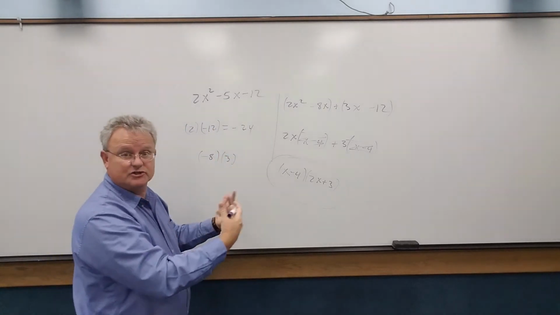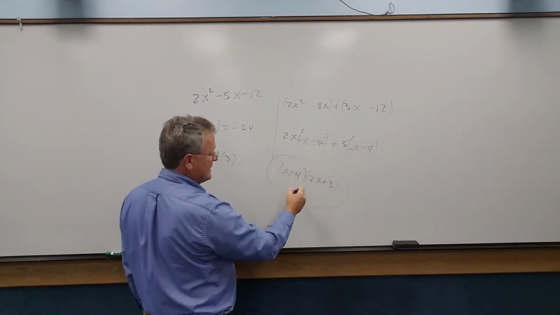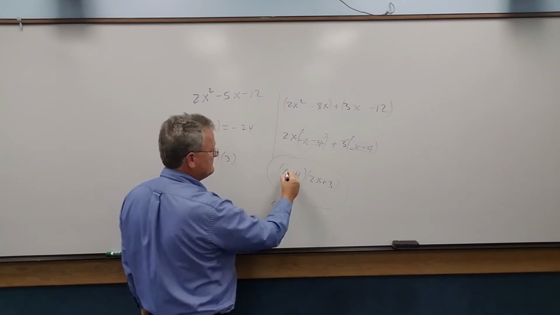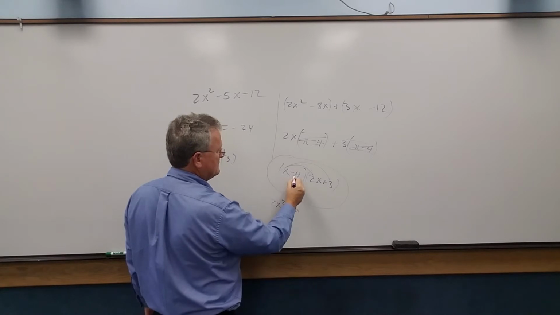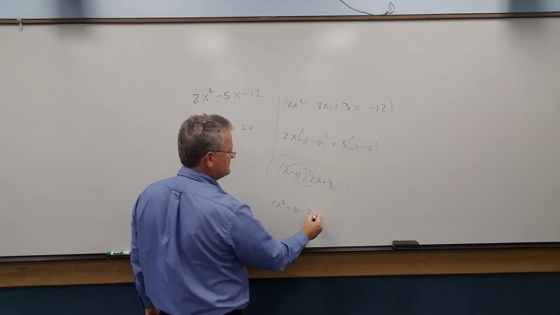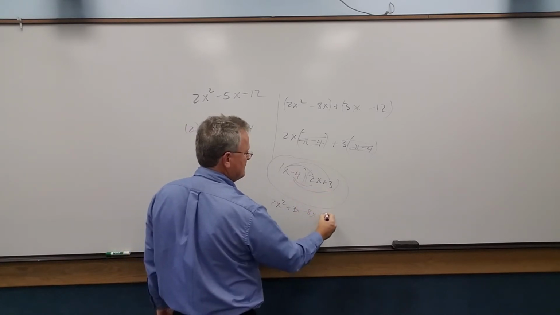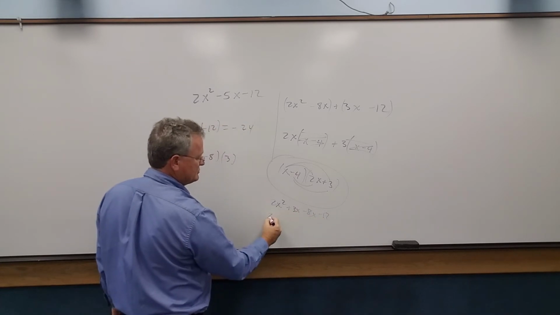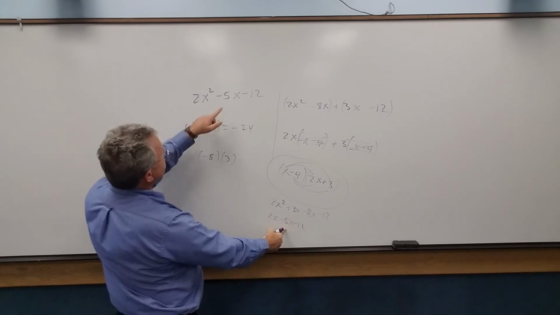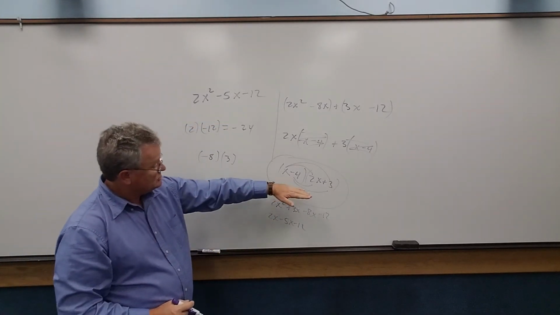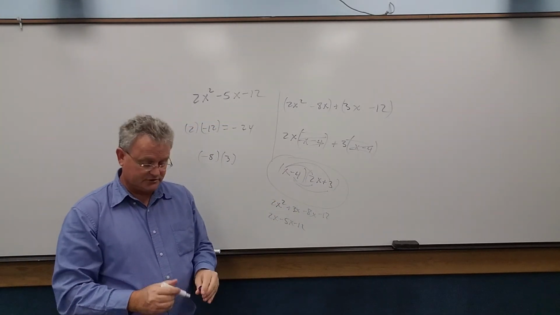How can we check? Just multiply it. 2x squared plus 3x minus 8x minus 12. This adds up to negative 5x, and this is exactly what we started with. So that means that is the correct answer.